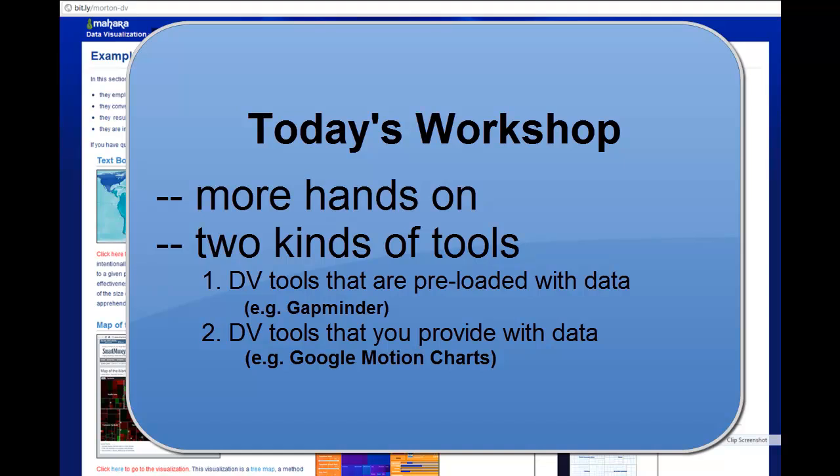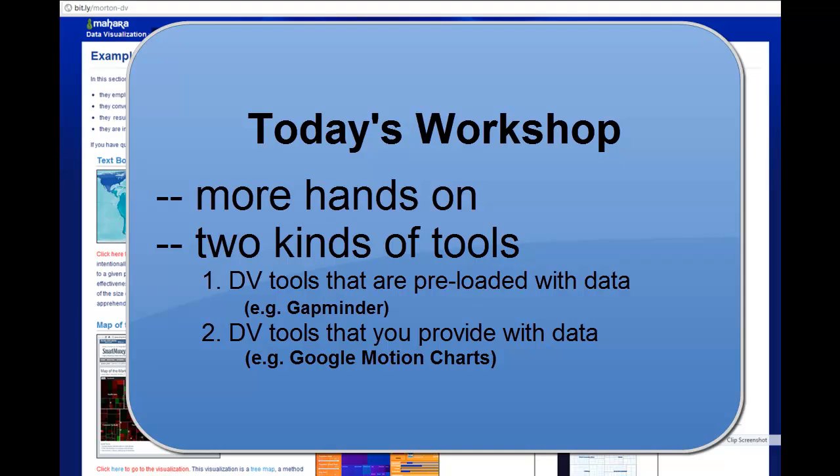In this second workshop, we're going to take a more hands-on approach and learn how to use two kinds of data visualization tools. First, there are data visualization tools that already contain indicators. That is, they already have data that has been acquired from various sources, but they allow you to manipulate and explore that data. Gapminder is one such tool. Second, there are data visualization tools that don't contain data until you provide it to them. That is, you gather, organize, and upload your own data, and then you manipulate and explore it using these tools. Google Motion Charts is one such tool.